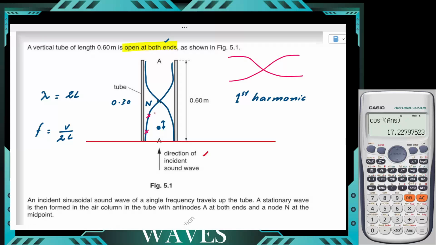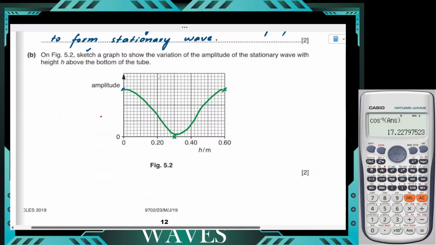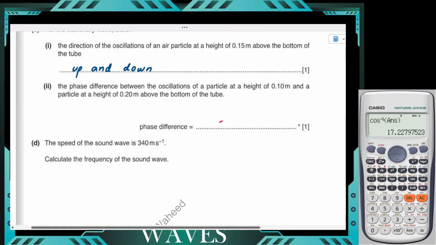So the rule is, all the particles that are in between two consecutive nodes always oscillate in phase. They always oscillate in phase. So the phase difference in that case would be 0. Now what does that mean?